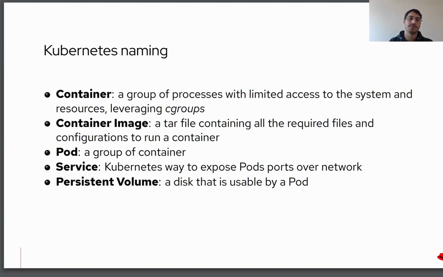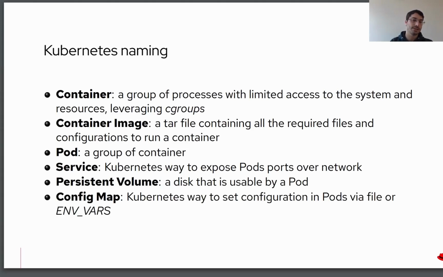It's called config maps in Kubernetes, and it's a way to set those files and environment variables. And secrets are the way to inject encrypted material into those config maps.